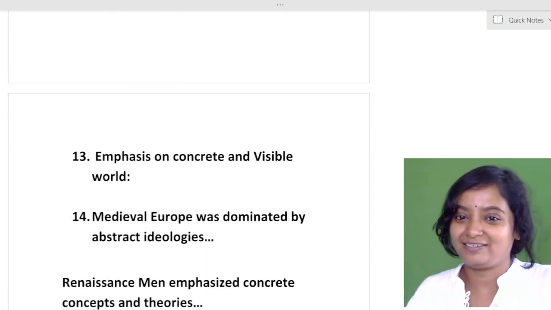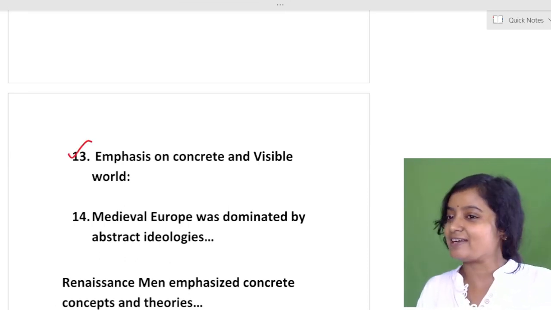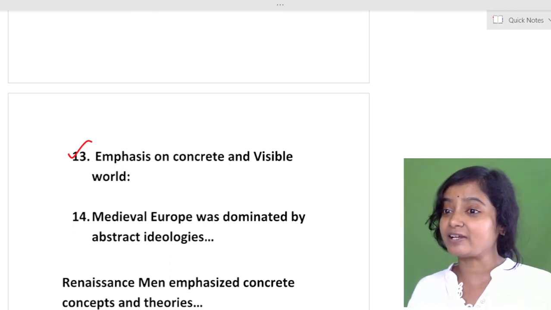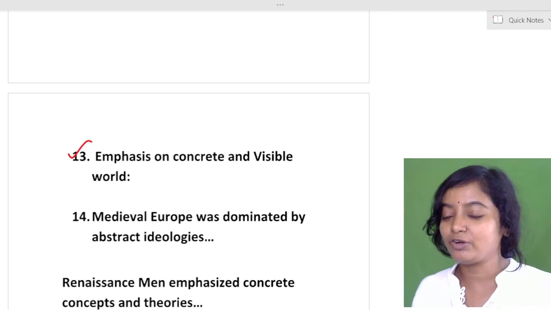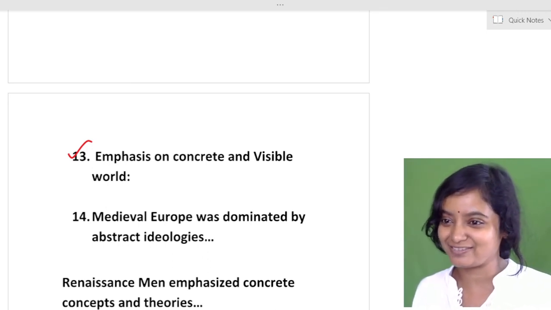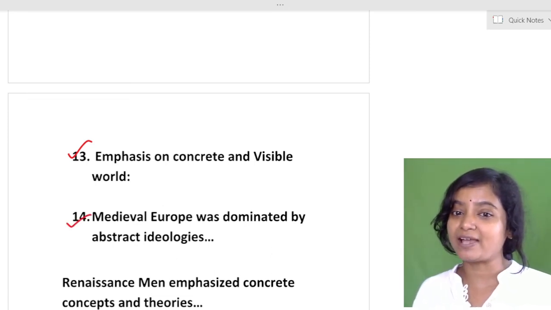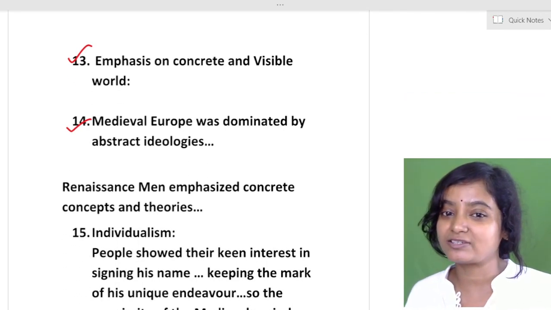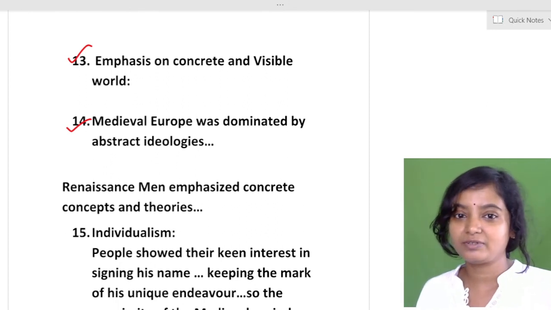Number 13. Emphasis on the concrete and visible world. No more abstract idealism can haunt the spirit of the human mind. Everything they started to find, the concrete form of it. They wanted to know that. No more abstract ideas can keep their heads in hallucination. Number 14. Medieval Europe was dominated by abstract ideologies, and Renaissance men emphasized concrete concepts and theories. It is included in number 13.